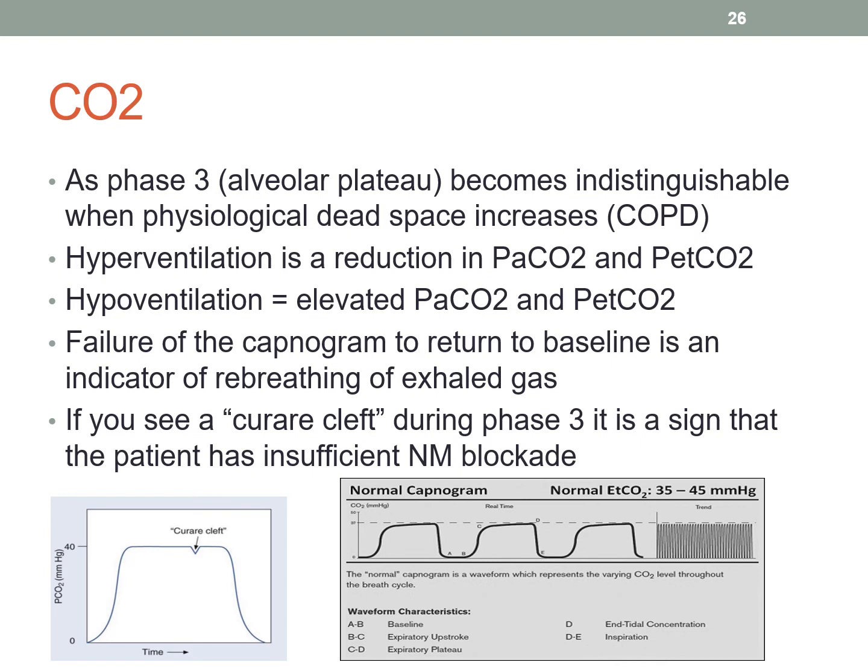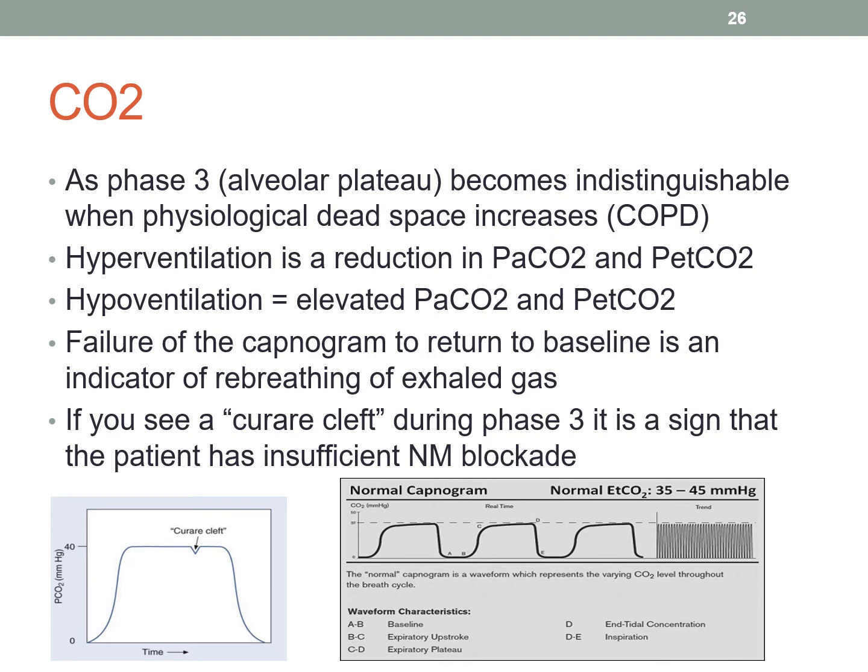And this is just breaking up the different ways it could look. In the first picture there on the left, if you see a Curare cleft, that little dip, that little pointy part during phase 3, that is a sign that the patient has insufficient neuromuscular blockade, and you will see that again on a test for sure.